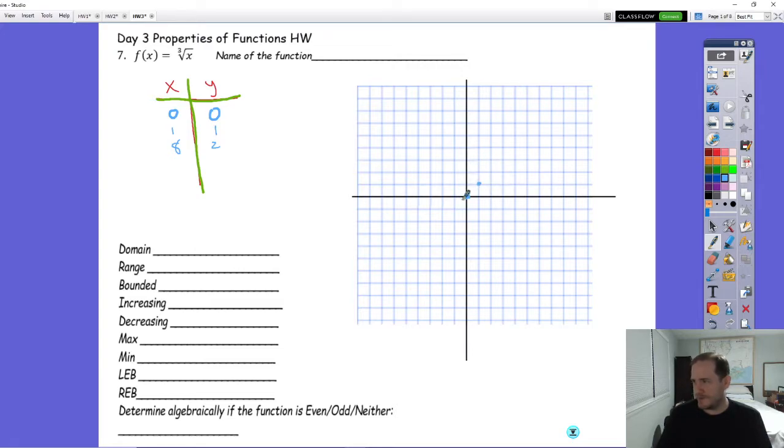So 1 gives 1, but then we have to go all the way out to 8. So 1, 2, 3, 4, 5, 6, 7, 8, just to get to a height of 2. We'd have to go all the way out to 27 just to get to a height of 3. So we can see we've got this really slow growth going on. But it's not asymptotic. There's no horizontal asymptote. We do grow forever and ever. We just grow really, really slowly.